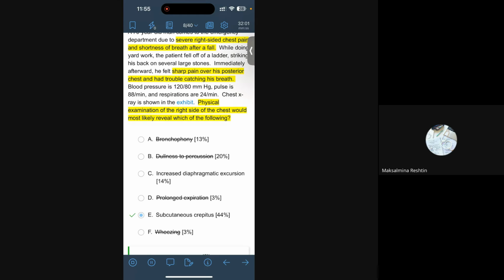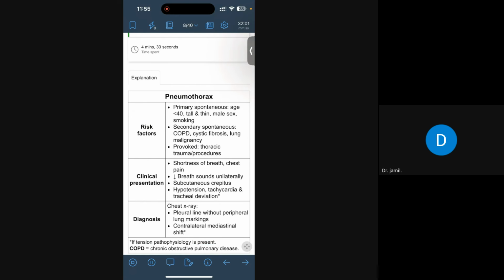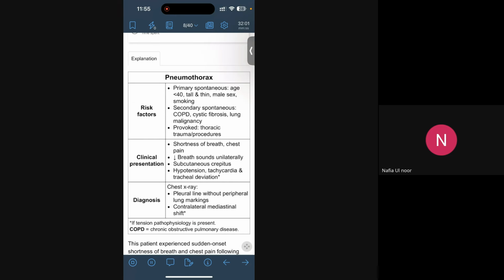Sometimes air leaks out into the skin, and due to the injury it is also leaked into the subcutaneous tissue of the chest wall, which can be detected as subcutaneous crepitus. It is pneumothorax, also called surgical emphysema. Okay, let's move on.